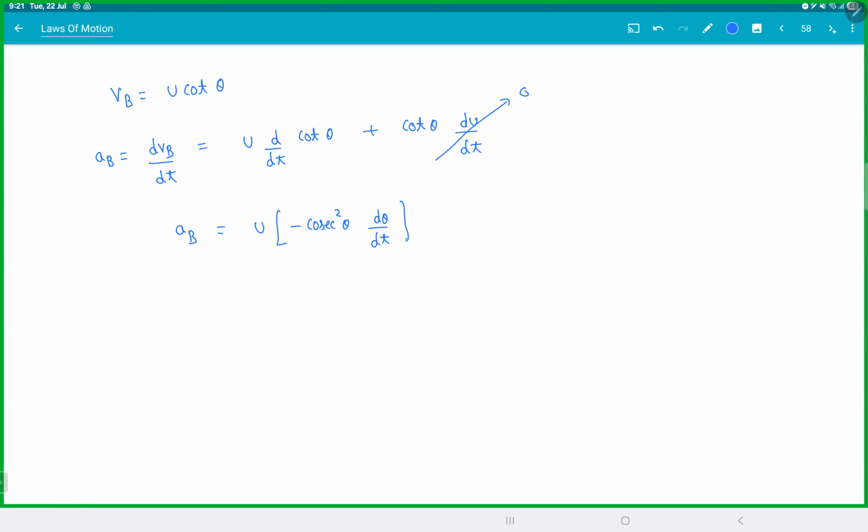Now the problem: how do you get d theta by dt? This looks like the problem we did with strings, when theta was changing. This angle was theta. Let the distance be x. This was length L. So cos theta is equal to x by L. Differentiate both sides with respect to time.